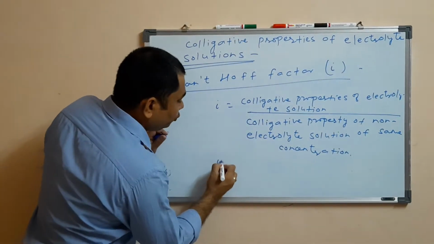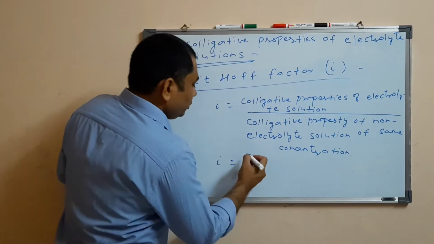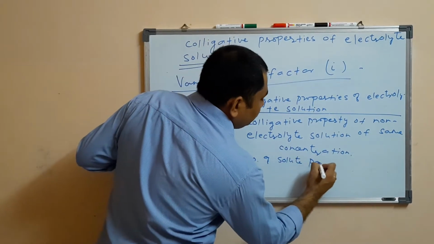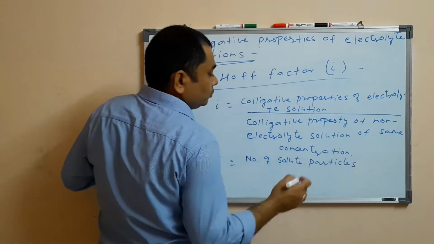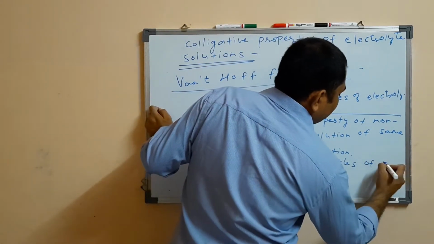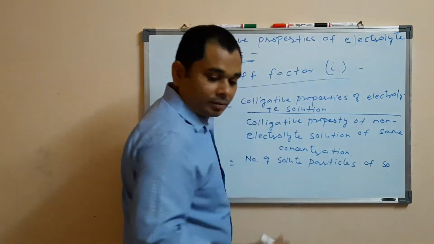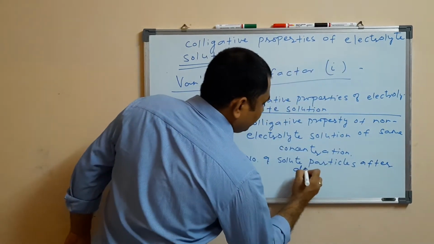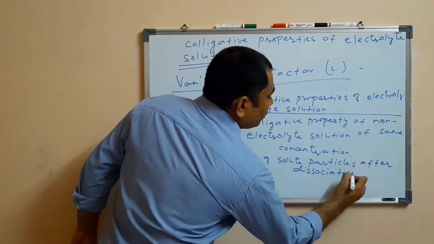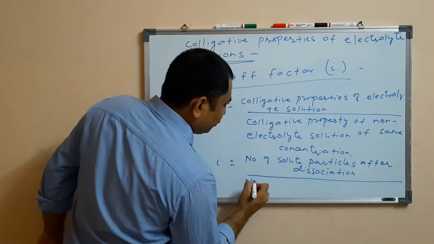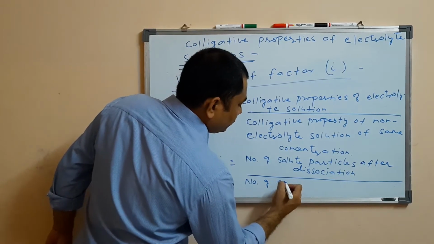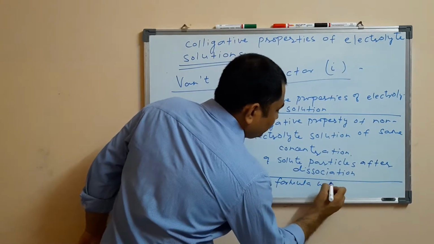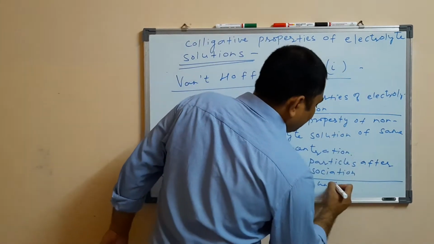Similarly, Van't-Hoff factor can also be calculated as number of solute particles after dissociation upon number of solute particles, number of formula units added.